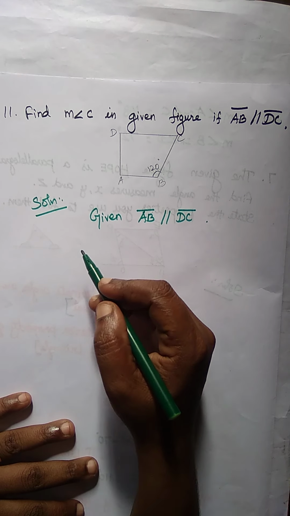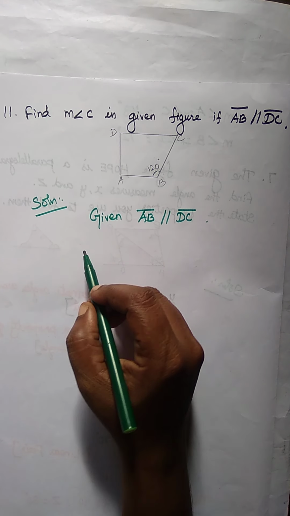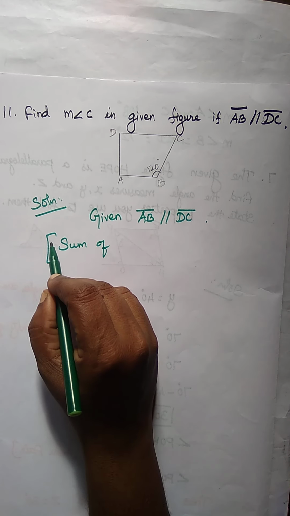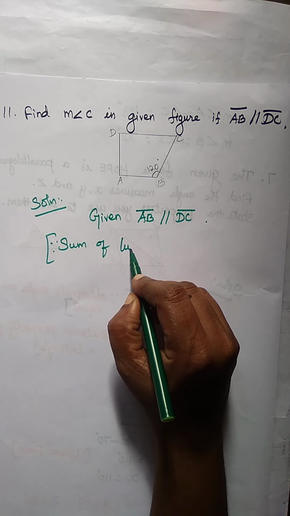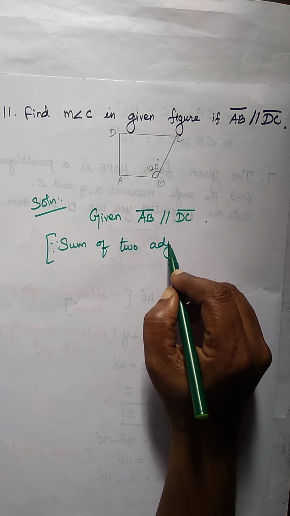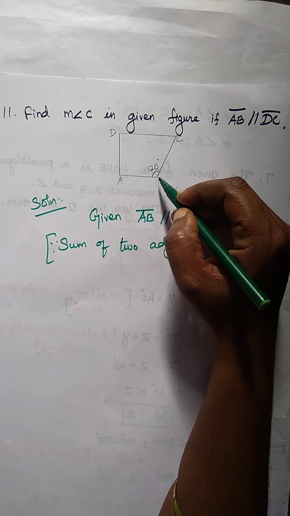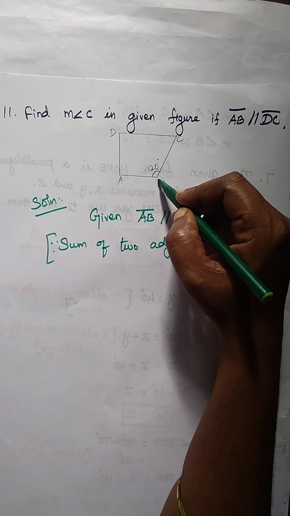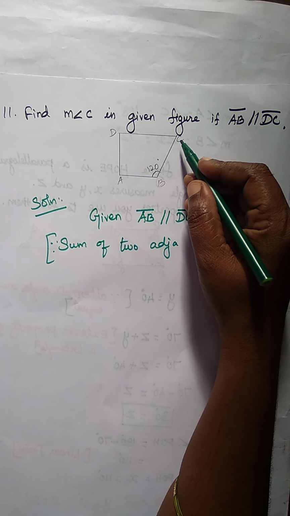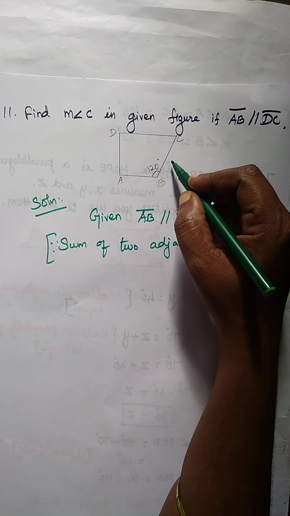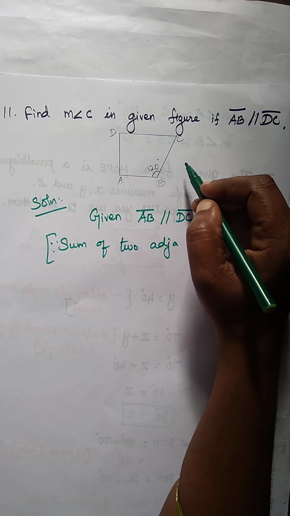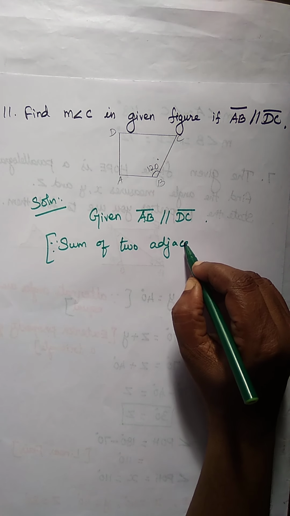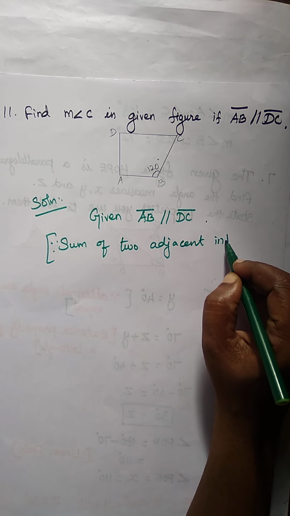Okay, so using the property sum of two adjacent angles. Because we know the angle of B, we are going to find the angle C. Okay, so for angle C, this B and C are adjacent angles. So the sum of the adjacent angles is supplementary. Applying that we find out the angle C. Okay, adjacent interior angles.